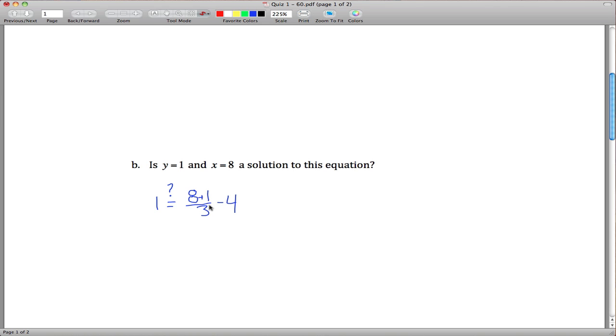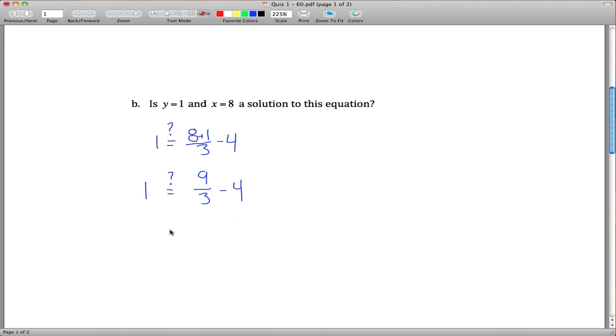Well, let's see here. Over on the left hand side, 8 plus 1 is 9 divided by 3 minus 4. So kind of the question is, does all this stuff equal 1? Well, it's close to 1. Let's see, 9 over 3 is equal to 3. 3 minus 4 is not 1, right? It's negative 1. So we could say something like 1 does not equal this guy because this guy equals negative 1. So to answer the question, no, this is not a solution to this equation.